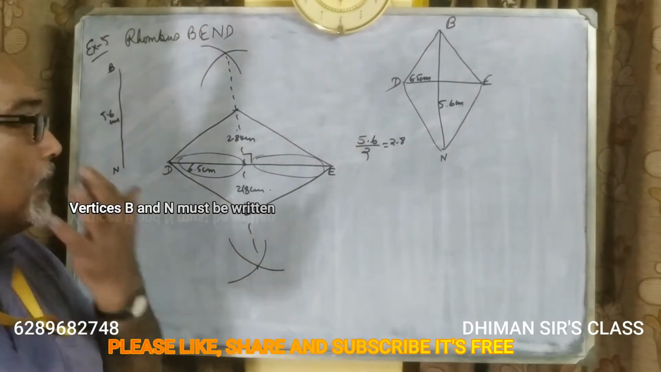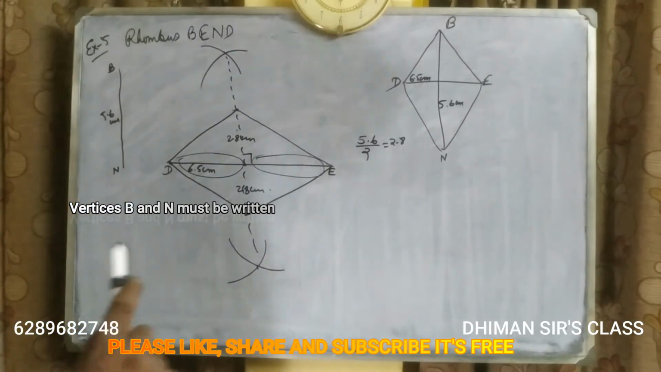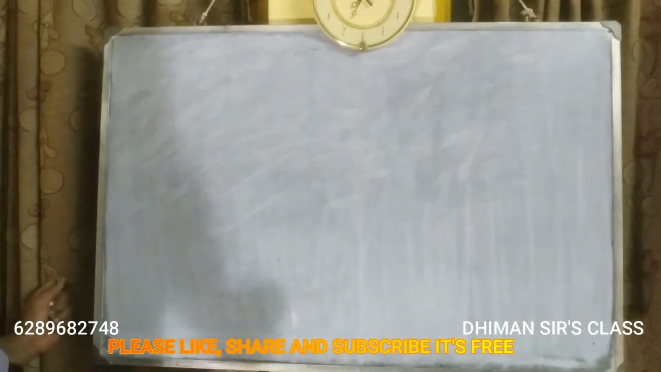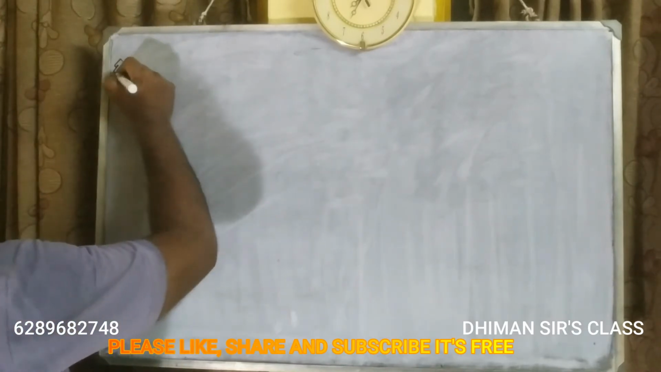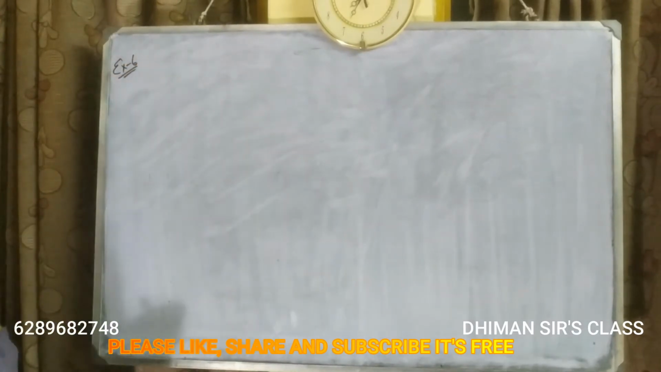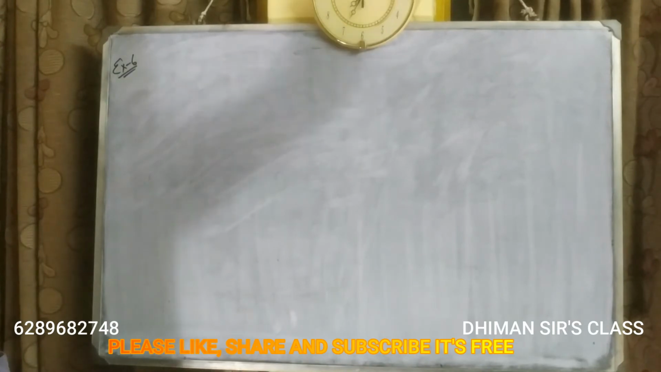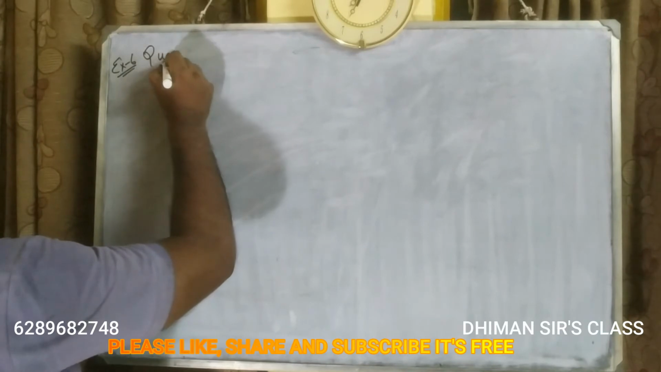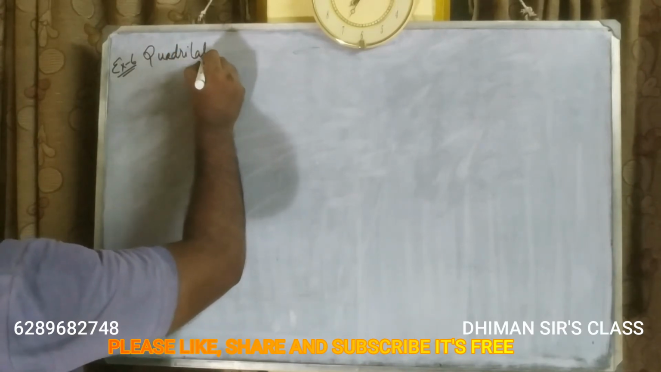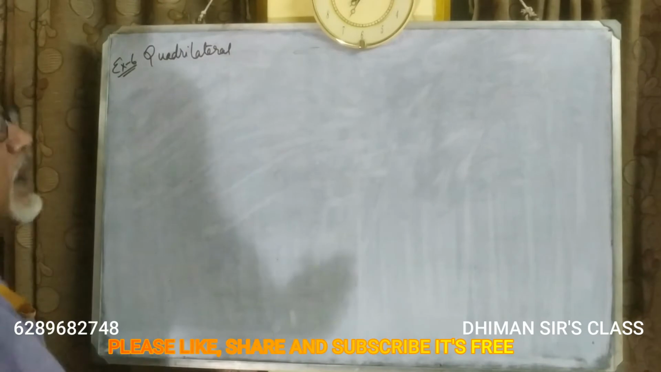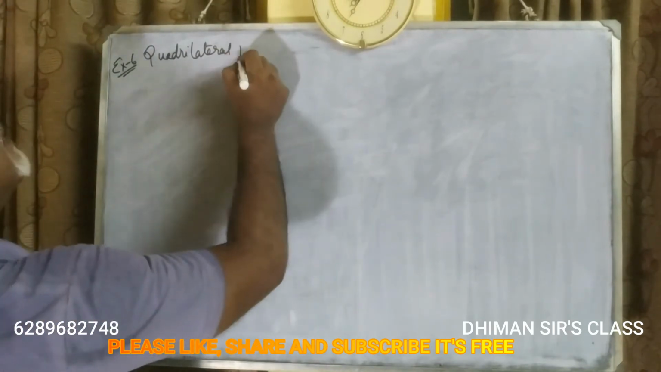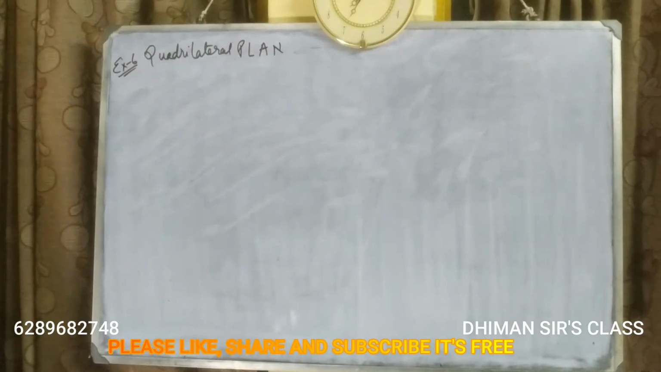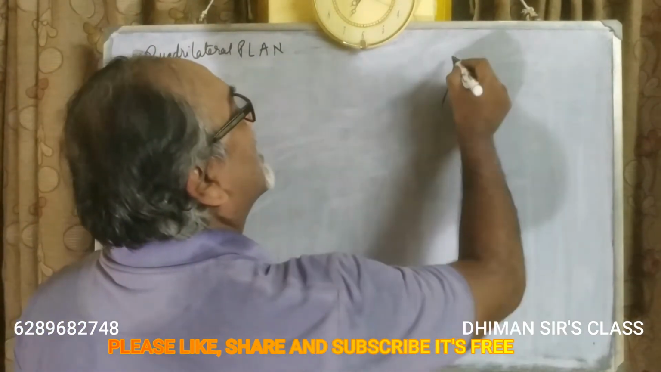So continue. You pause the video, copy it down. Let's move on to the next one. So see students, it will be example 6 now. And in example 6 we are asked to construct a quadrilateral. So let us again go back to quadrilateral. Quadrilateral PLAN. P-L-A-N.